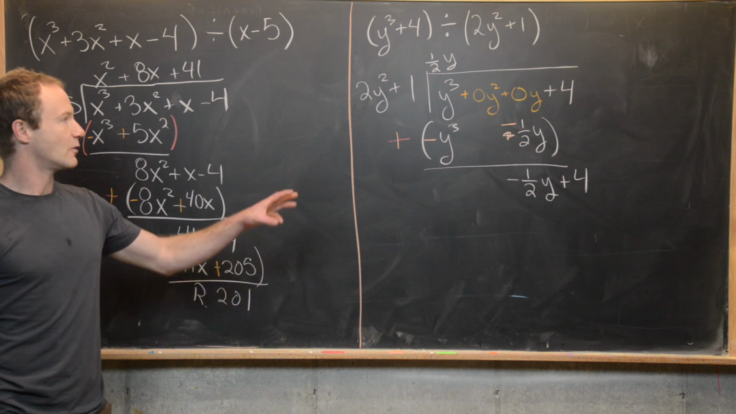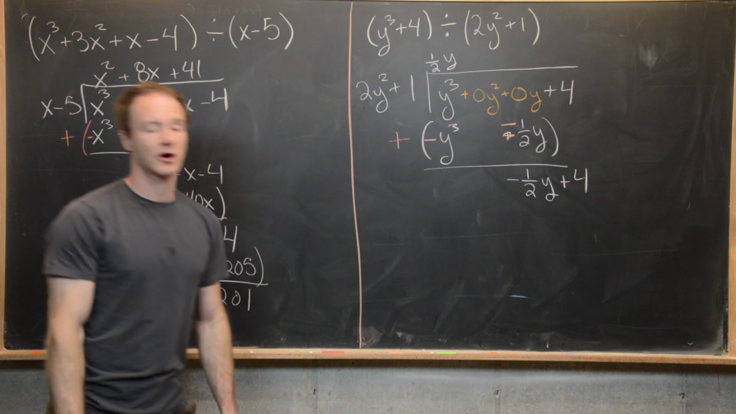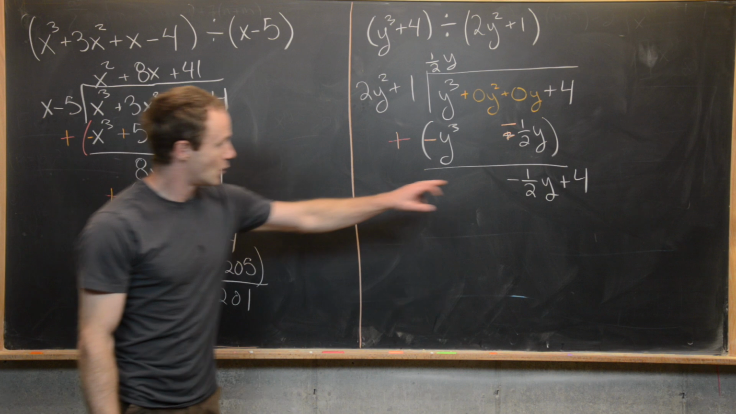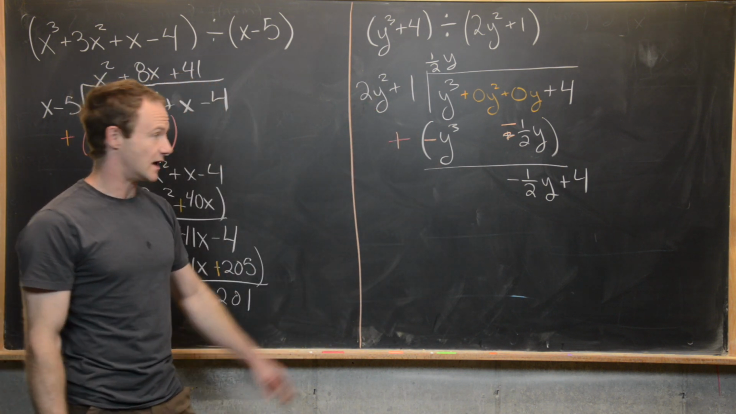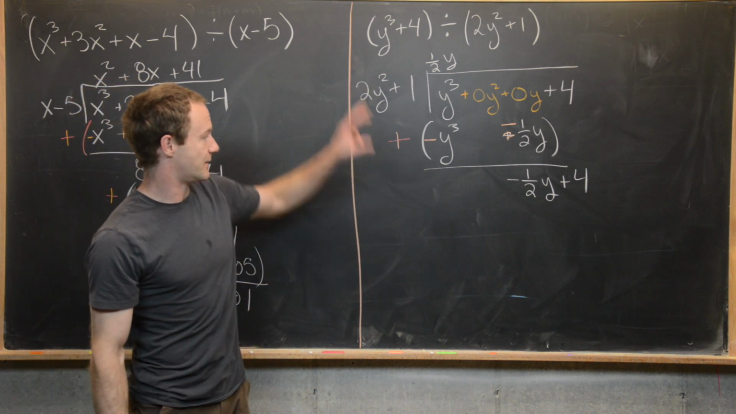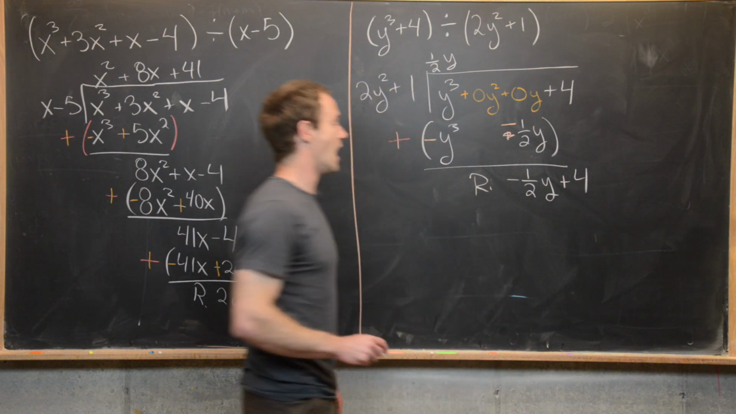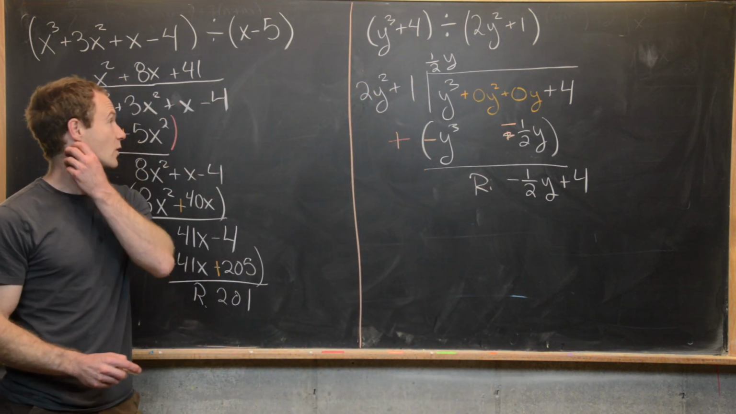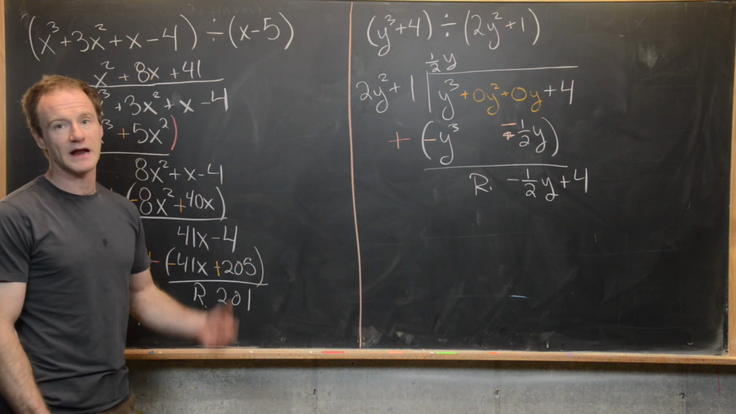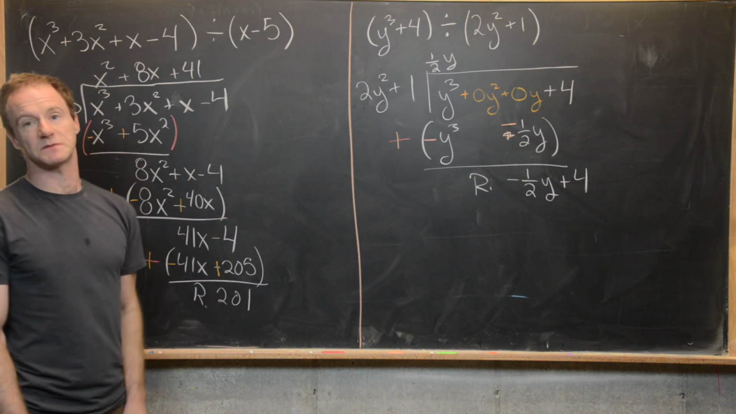Good. Now we want to look at this and see, oh look, our degree here is 1, but the degree up here is 2. Since 1 is smaller than 2, that means we're done. This is our remainder. There's no way that we can keep dividing because the degree up here is larger than the degree of what we have at this stage. So we've got a remainder of minus half y plus 4. So here our quotient is a half y, and our remainder is minus half y plus 4. Good. So that's it for these examples, and that's a good place to stop.